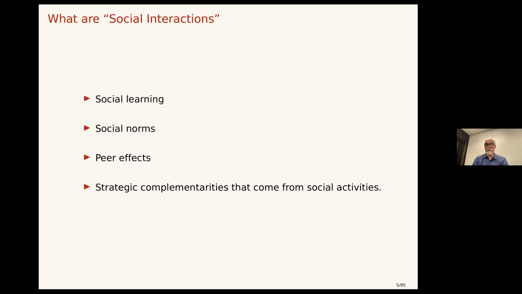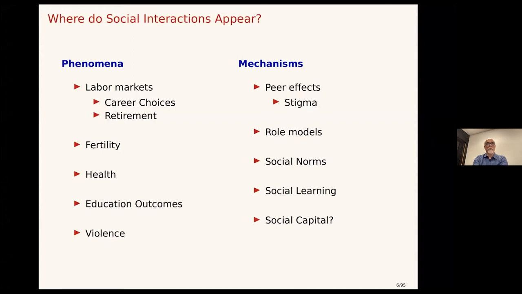There are all kinds of different peer effect or social interaction effects out here that come under the rubric of strategic complementarities, and we'll maybe talk about some examples of those. For what kind of phenomena have peer effect models proven useful? Here's a list on the left, both for career choices and retirement and labor markets, and we're going to talk about those today. Fertility, in decisions about whether or not to get pregnant. People tend to get pregnant when their friends are getting pregnant, if they're female.